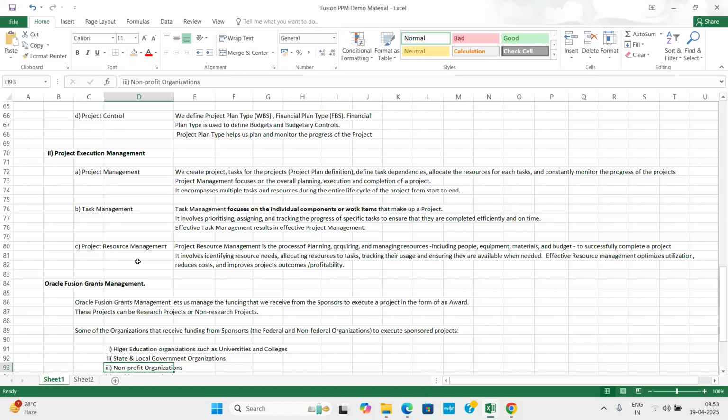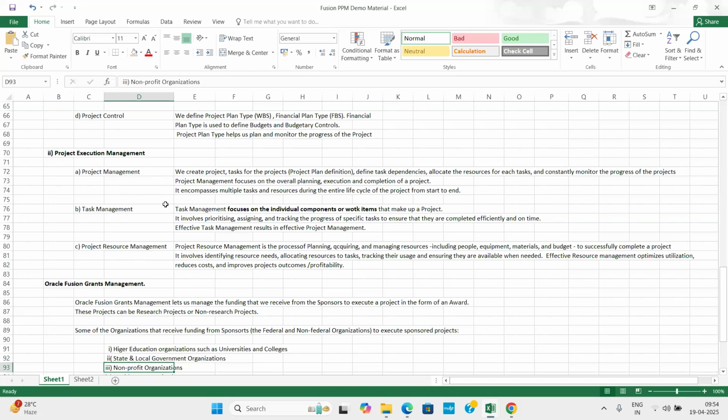The project manager's job is to ensure that the entire project is closed, not just a few particular tasks. He has to ensure that the overall project is completed in time. It comprises multiple tasks and resources during the entire life cycle of the project, from the start to the end. From the beginning of the project to the closure of the project, this is the role of the project manager.